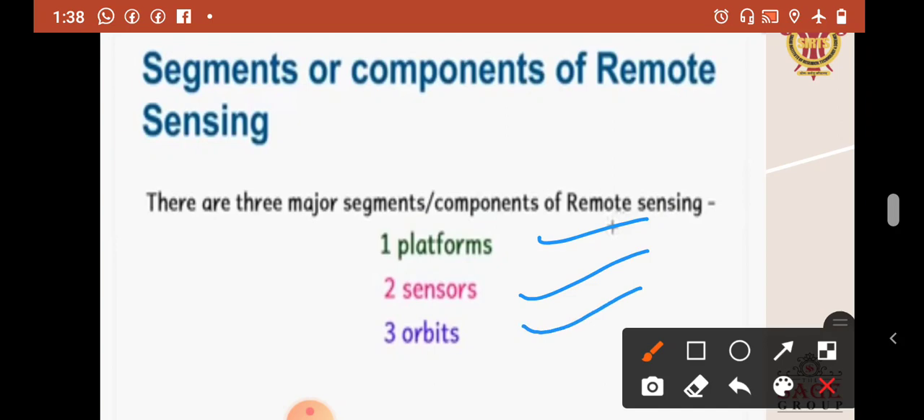In the last class we had discussed about platform, what is platform and types of platform. I hope you all have understood everything in the last lecture about platform. Now we are going to study about sensors.